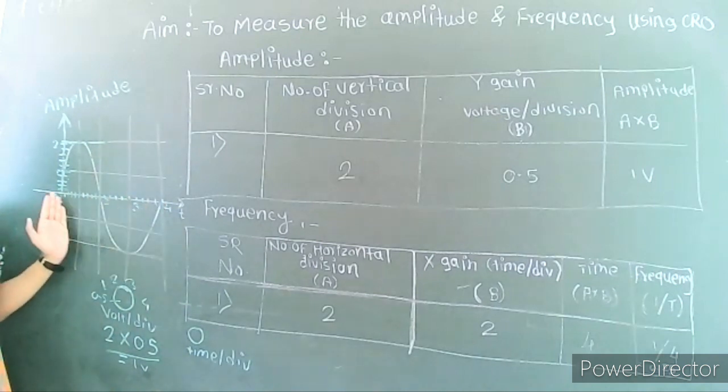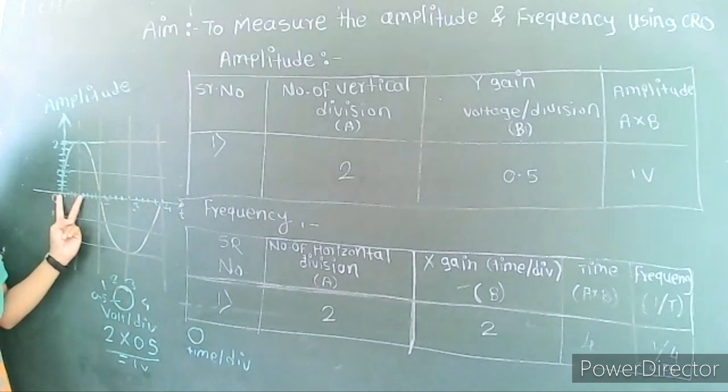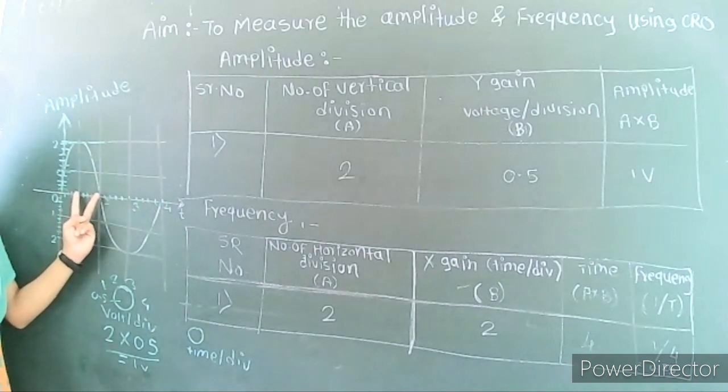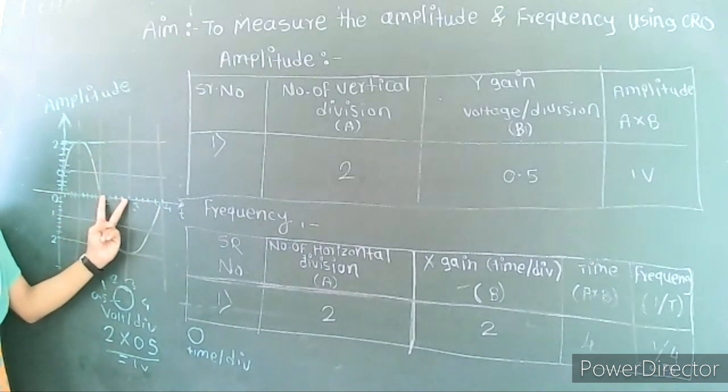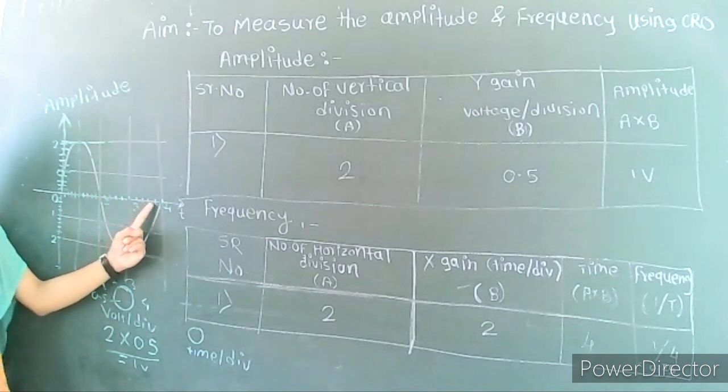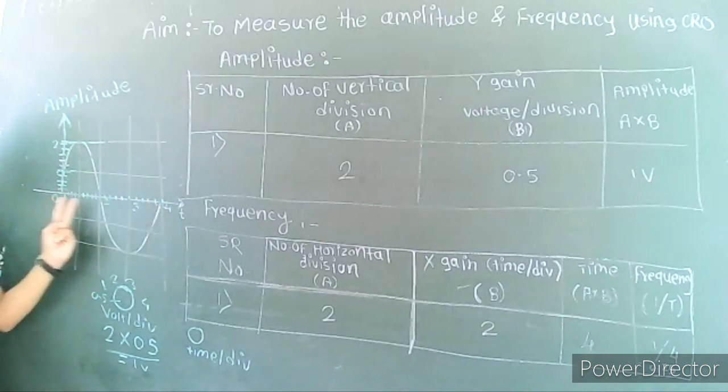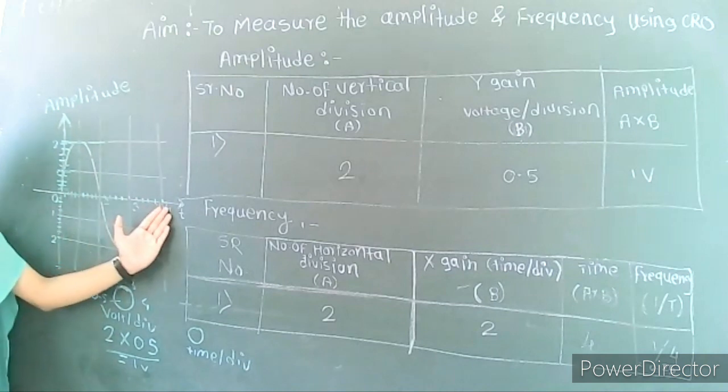The first block has a total of 5 divisions. The second block also has 5 divisions. Similarly the third and fourth have 5 and 5 divisions. So in total there are 20 divisions and 4 blocks.